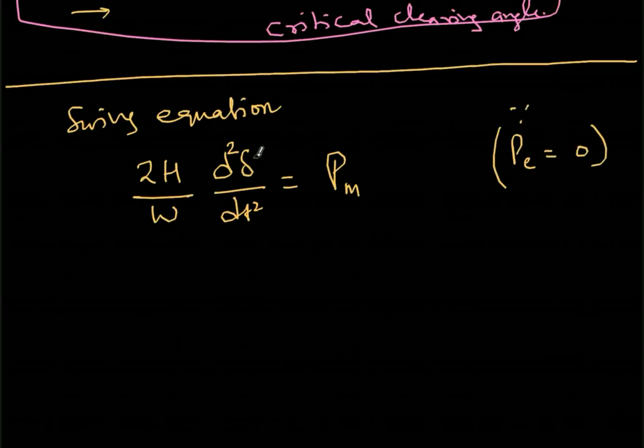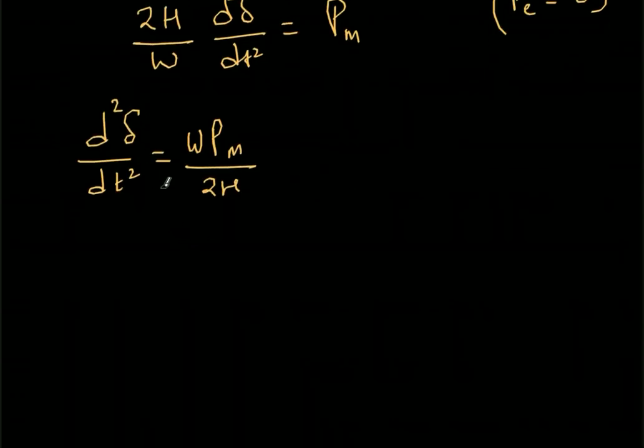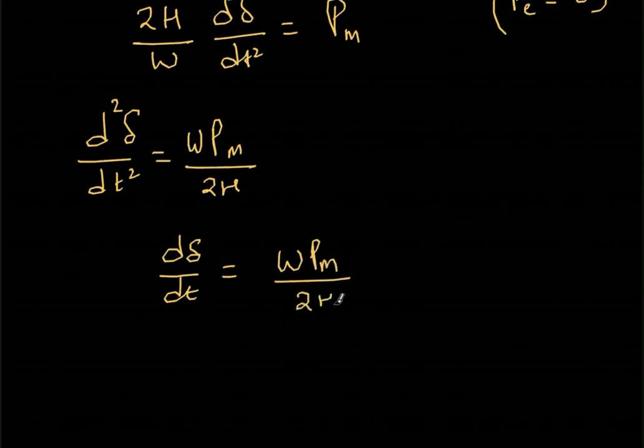From this I want to find out delta C. In fact delta C is known; at what time does delta C occur, I want to find out. So just do some manipulation. The second derivative of delta is nothing but omega PM by 2H. Integrating with respect to time, the second derivative will become first derivative d delta by dt, and this will simply be multiplied by time. There is no constant of integration because this second derivative is with respect to the rotating reference frame.